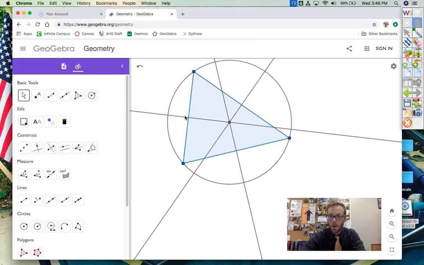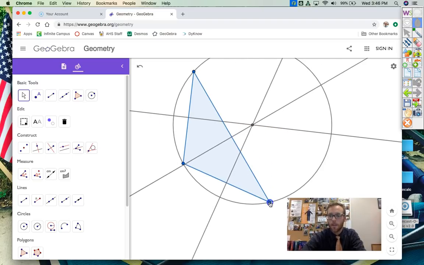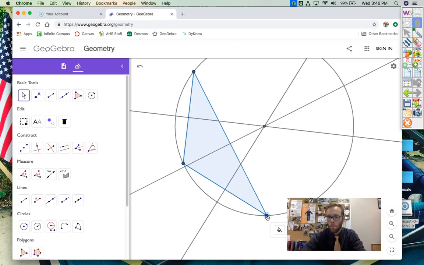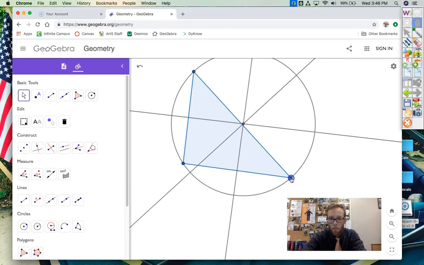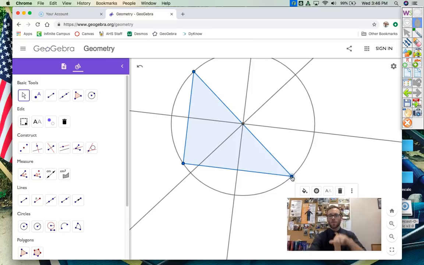Right now it's inside the triangle, isn't it? What happens if I do this? Now it's outside the triangle. So the circumcenter could be inside the triangle, could be outside of the triangle. Now, right here, boom, the circumcenter is right on a side of that triangle.